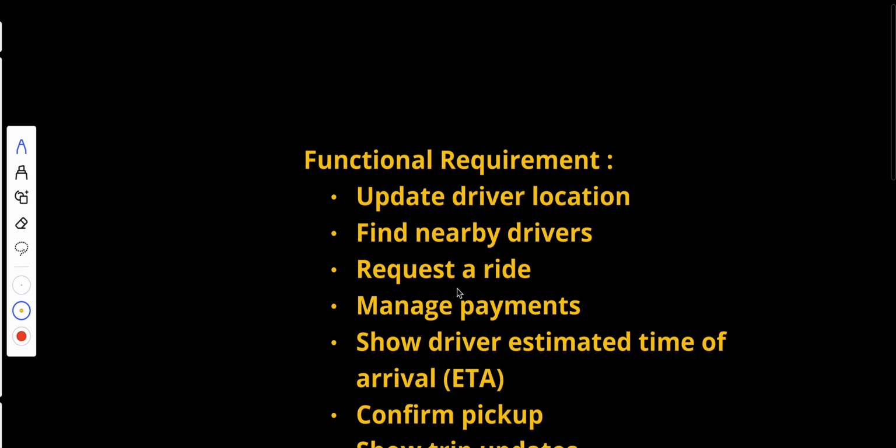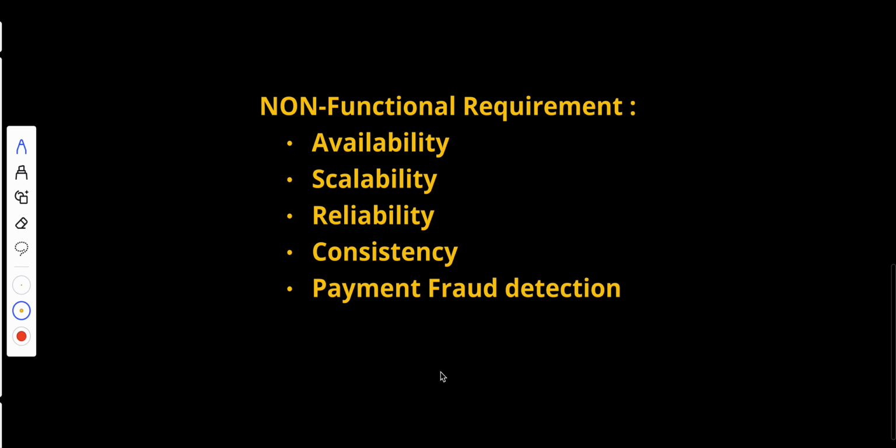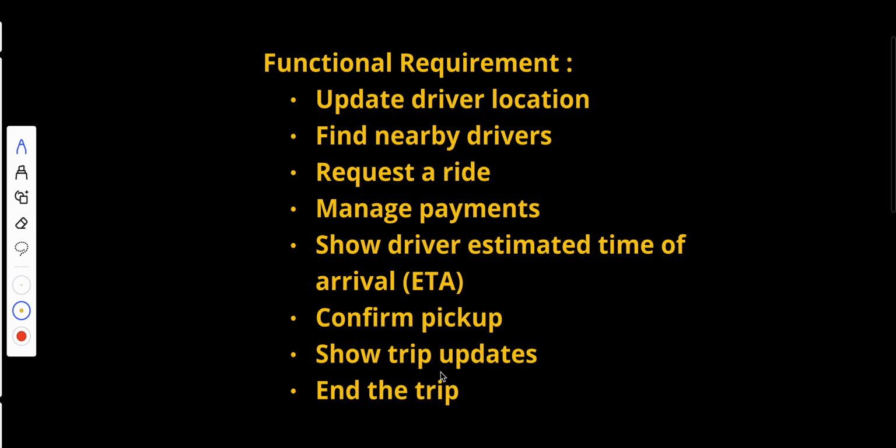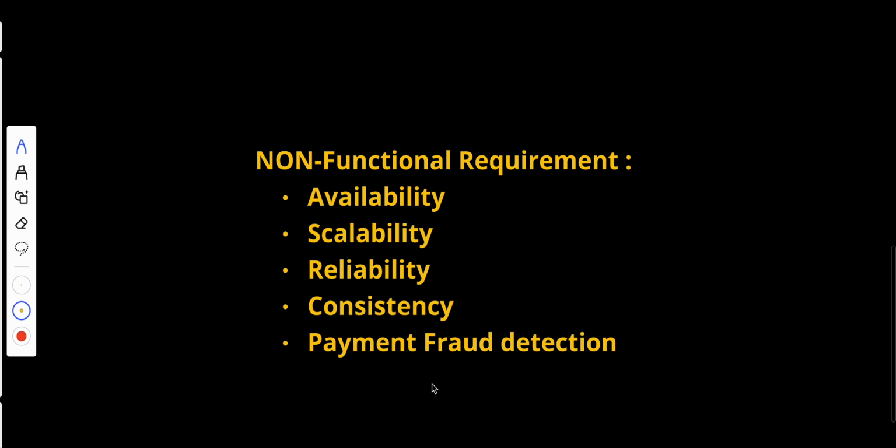The second thing, after understanding what we are actually designing, is to understand our functional requirements and our non-functional requirements. Our functional requirements: update driver location, find nearby drivers, request a ride, manage payments, show the driver's estimated time of arrival, which is the ETA, confirm a pickup, show trip updates, and end the trip. In the non-functional requirements, we need to make our system highly available, scalable, reliable, consistent, and we have to add some sort of payment fraud detection.